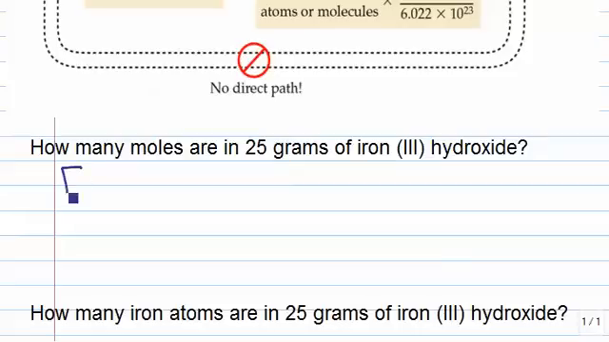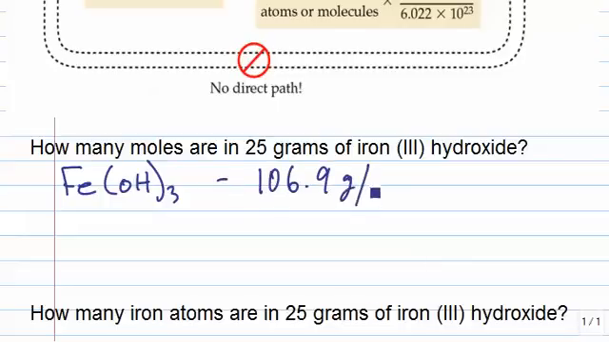So our formula is Fe(OH)3, and when we add up the 1 mole of iron and 3 moles of oxygen and 3 moles of hydrogen, we see that it has a molar mass of 106.9 grams per mole. Okay, so 1 mole of ferric hydroxide weighs 106.9 grams. So now we're going to use this as a conversion factor between grams and moles.